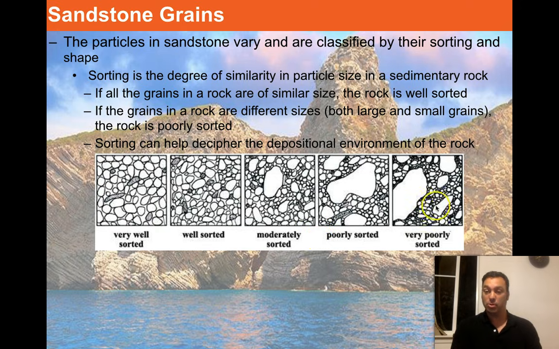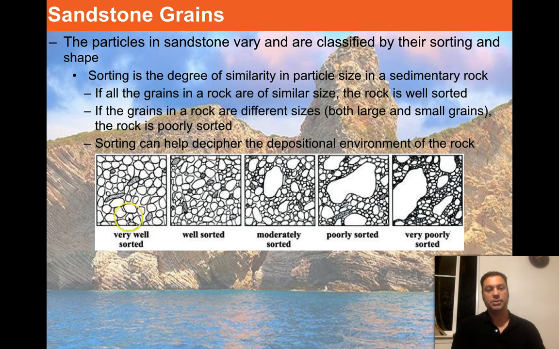It turns out very poorly sorted sandstones have difficulty transmitting water through them, which is important for those interested in water resources, whereas very well-sorted sandstones are very good at transporting water, and also petroleum for that matter. But for those of you who might decide to become engineers, the exact opposite is true.